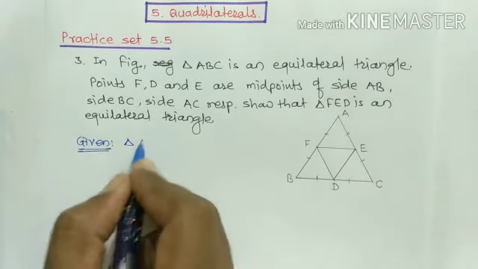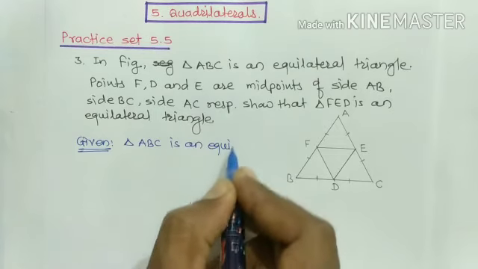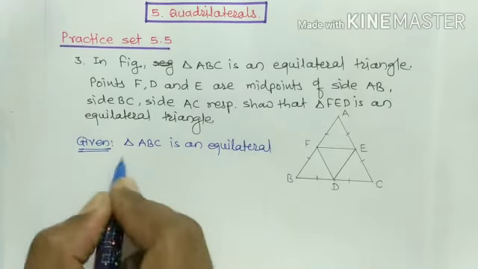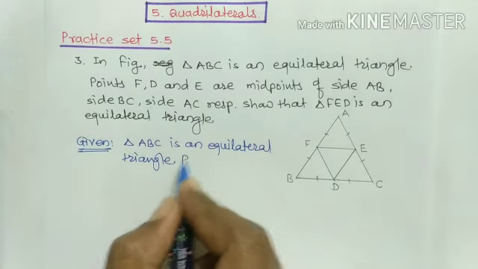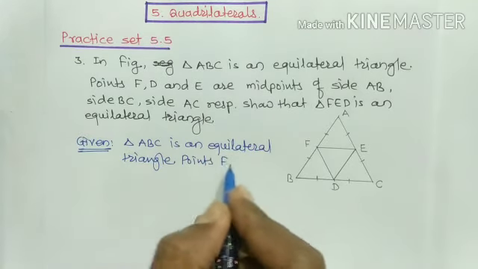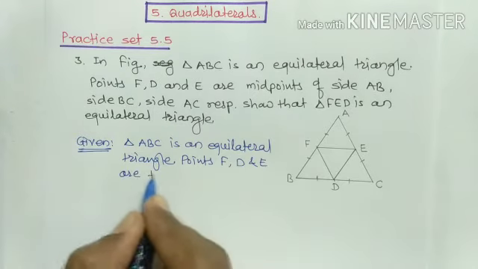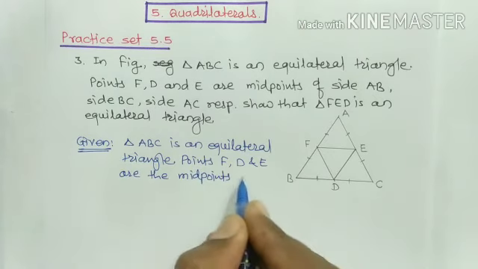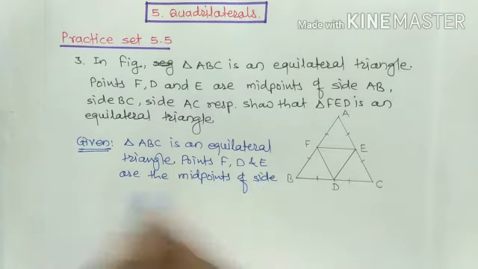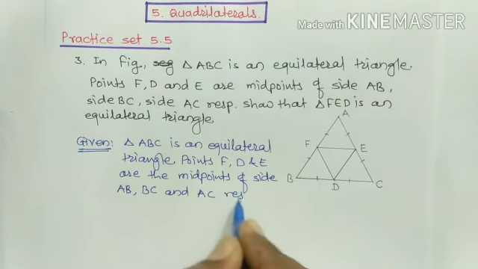Triangle ABC is an equilateral triangle. Then points F, D and E are the midpoints of side AB, BC and AC respectively.